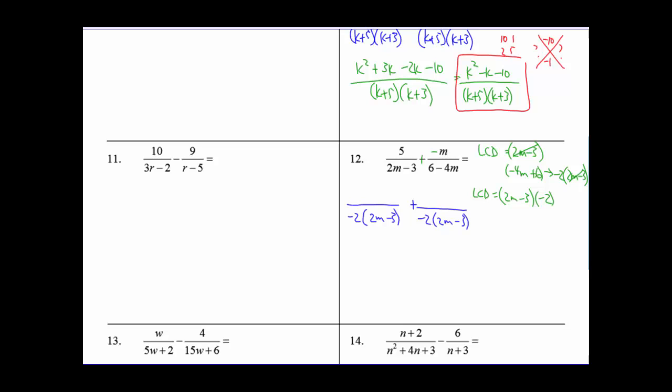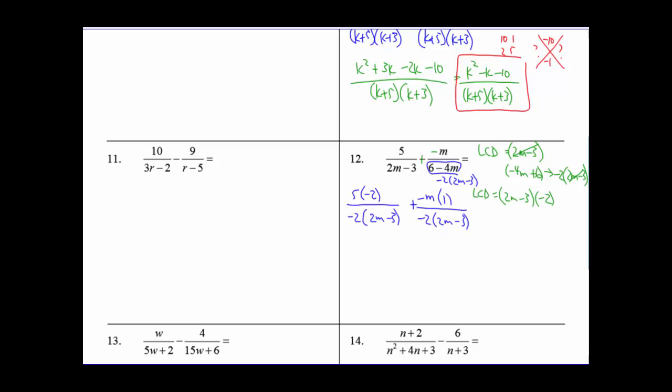So to the left-hand side, we have a 2m minus 3. We're missing the negative 2. So to the 5, we're going to multiply by negative 2. And then on the right-hand side, we have a negative m, and it's missing nothing. It has the full denominator if this is factored at negative 2, 2m minus 3. So we can just multiply the negative m by 1.